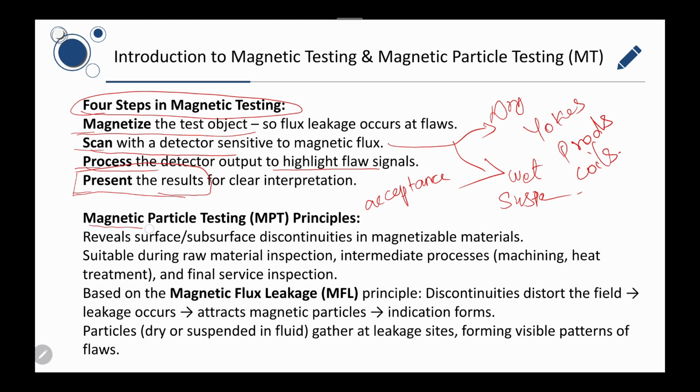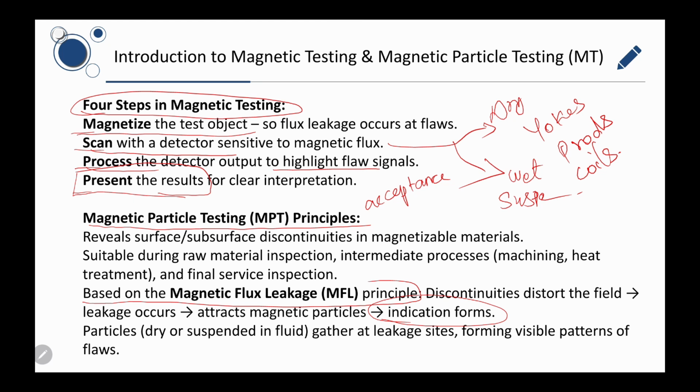And the next topic is magnetic particle testing principles. MPT is based on the magnetic flux leakage principle. A discontinuity distorts the magnetic field and flux leaks out at the flaw. Magnetic particles are attracted to the leakage. A visible pattern forms along the discontinuity, that is, the indication forms.